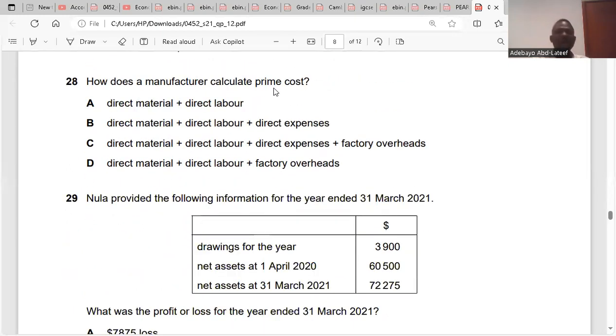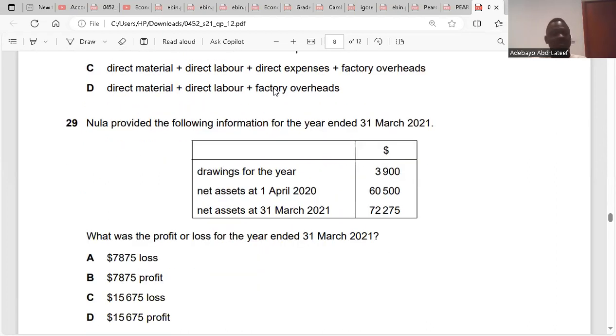28. How does the manufacturer calculate prime cost? You know prime cost already. Direct material plus direct labor plus direct expenses. Plus for all. Yes, direct expenses, sorry. So it's B.